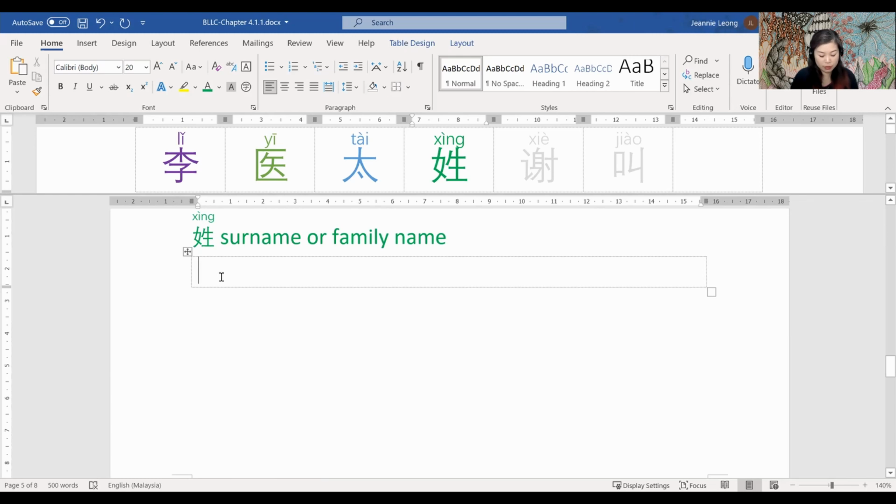And the word combinations for this that I learned are xìng Ming. Find this really hard to pronounce. Xìng Ming, and this is your full name. So if I ask you, what is your full name, or my full name is, I would use xìng Ming.